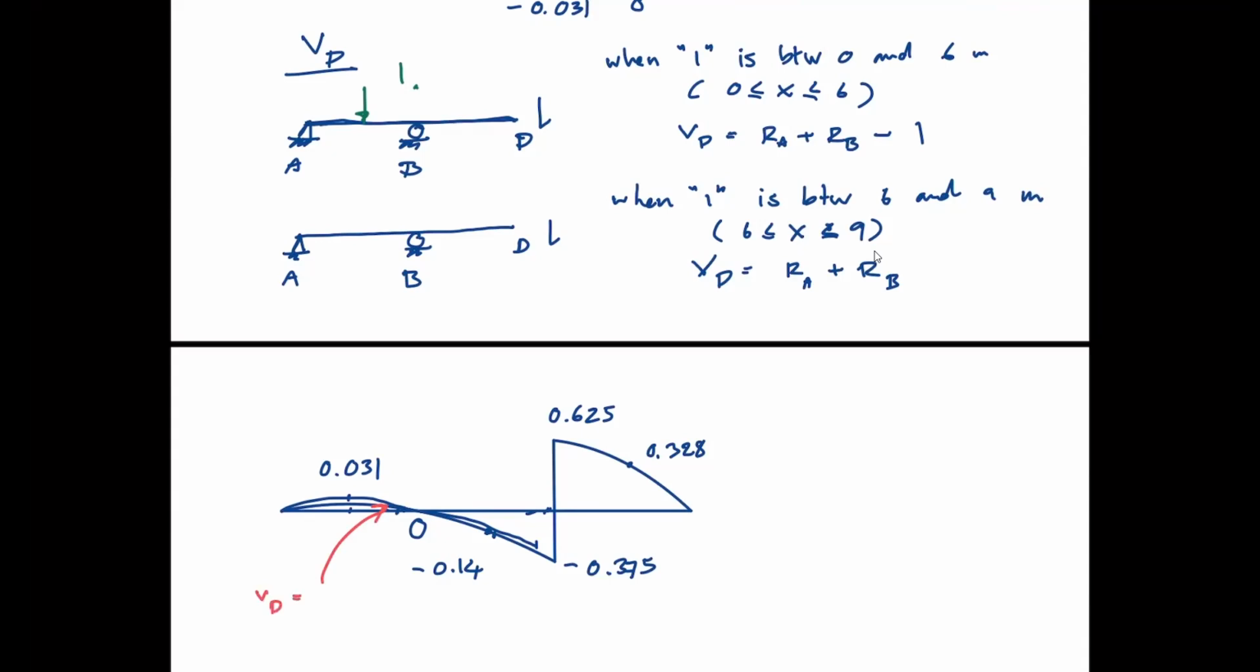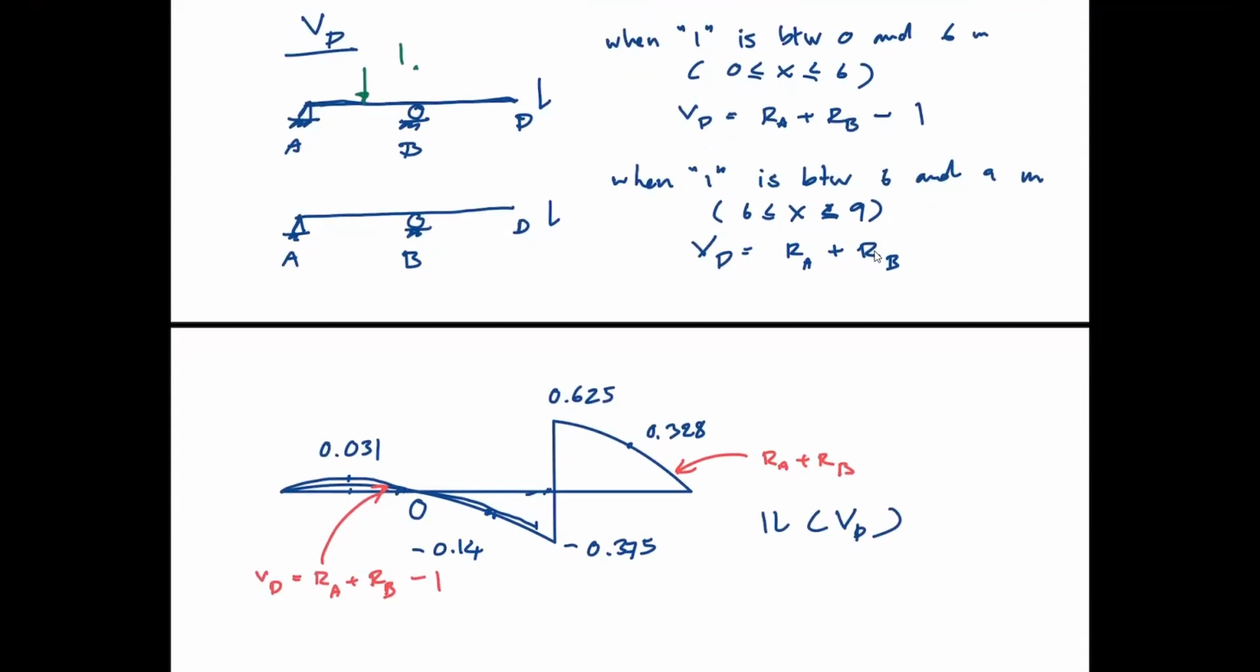Okay, so you can say that this is VD equals RA plus RB minus 1, and this is simply RA plus RB. Okay, and here is the influence line of VD. Okay, any question?